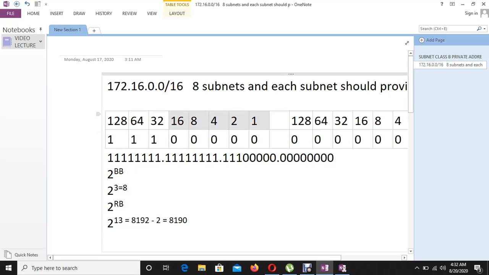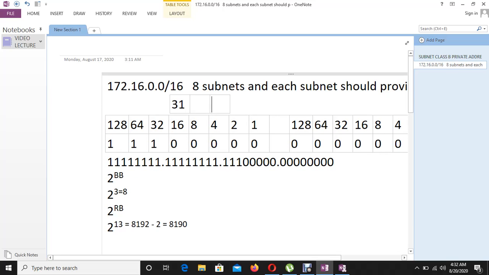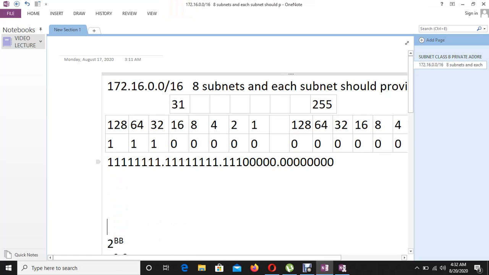So what is the sum of the bits remaining in this octet? We're gonna find out soon enough. So it is 16 plus 8 plus 4 plus 2 plus 1. It gives you 31. So the sum of the bits remaining here is 255. Now this is exactly what we're looking for. And then we're gonna do this.